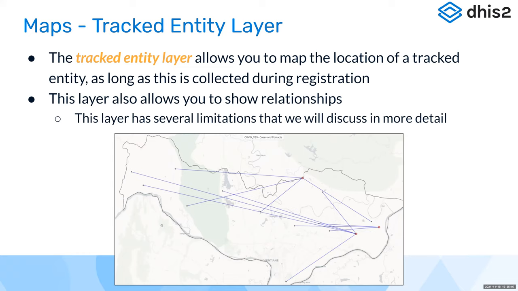And probably one person is registered into a contact program, while the index case is registered into a case program. So from there, you can't. DHIS2 is not yet ready to support those contact tracing relationships, but for relationships inside the same program, we shall be able to produce them.